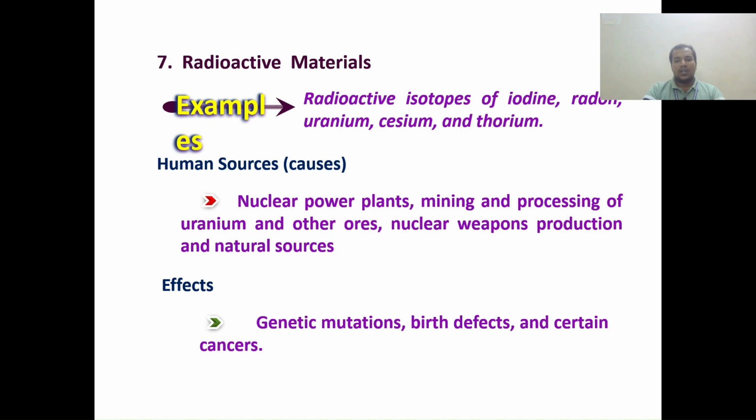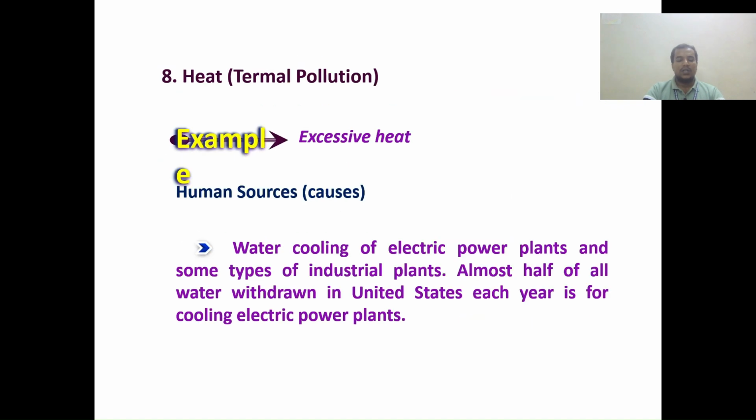And some radioactive materials affect the water: radioactive isotopes of iodine, radon, uranium, cesium, and thorium. The effects of these radioactive materials in water are genetic mutations, birth defects, and certain cancers. So these are the main health effects of radioactive water pollution.